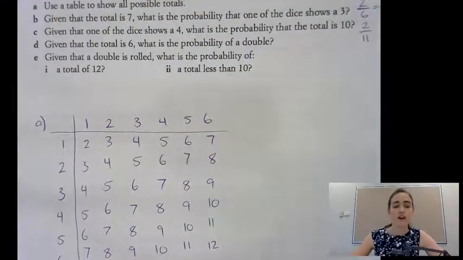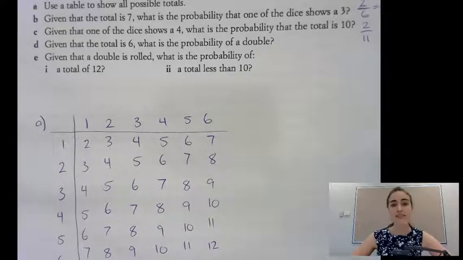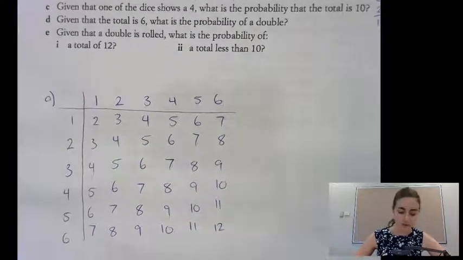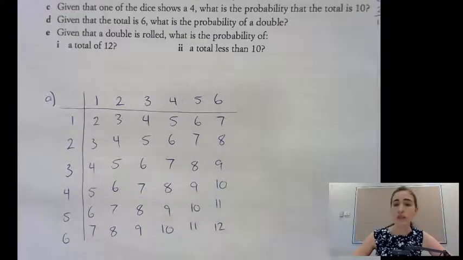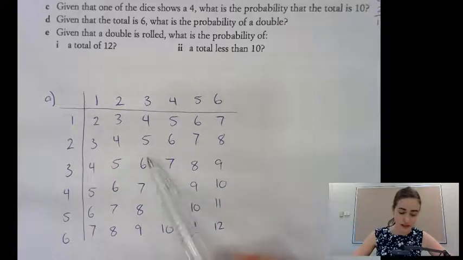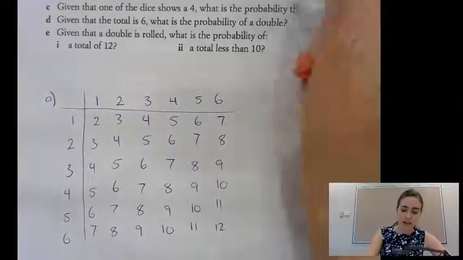All right, question D. Given that the total is 6, what is the probability of a double? So the total is 6 is 1, 2, 3, 4, 5. So there's 5 possible options. And the only one where that occurs because there's a double is at 3, 3. So that would be 1 out of 5.